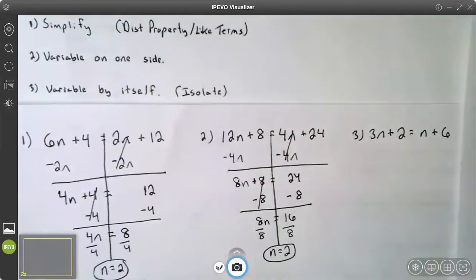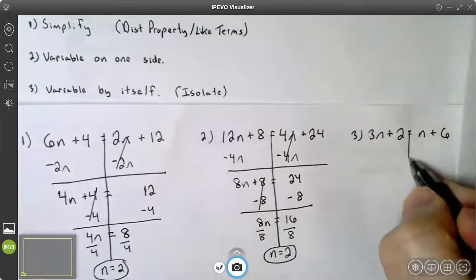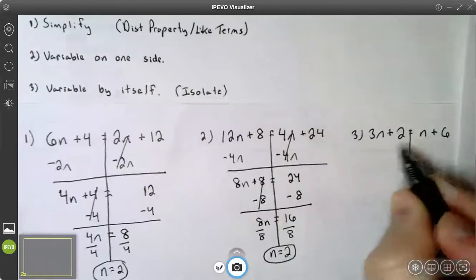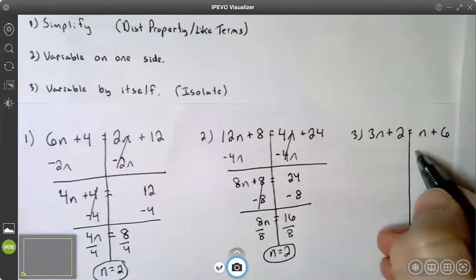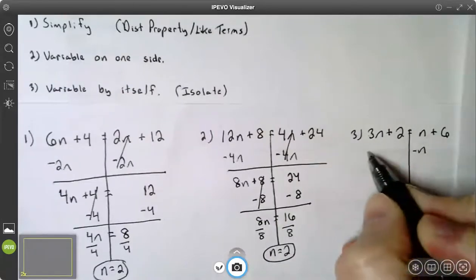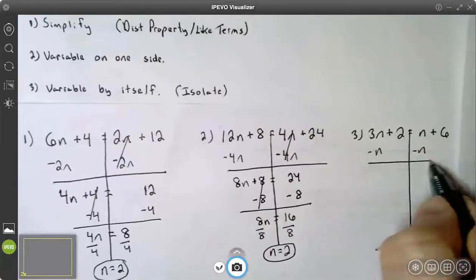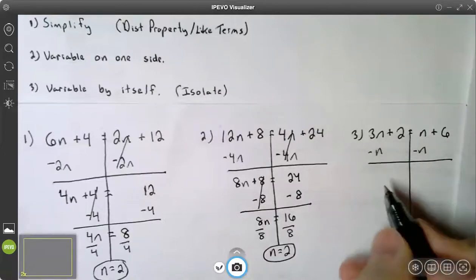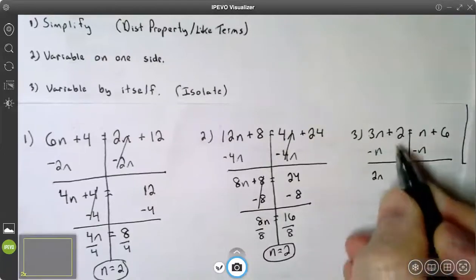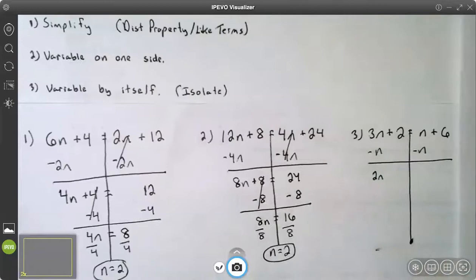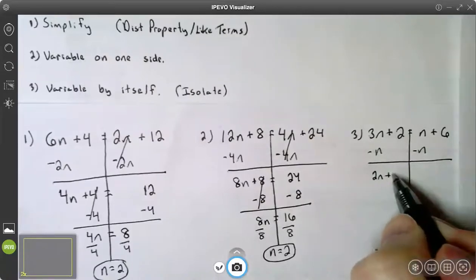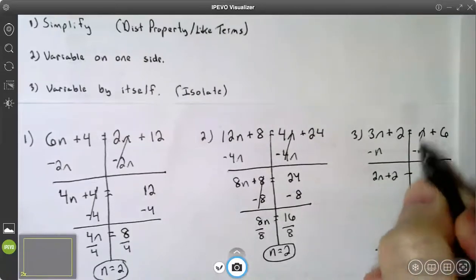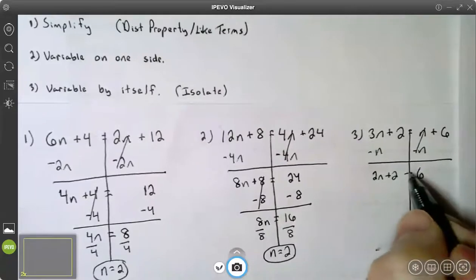On number 3, I choose to put the variable on the left side again because that's going to result in a positive. So I'm going to subtract n, which is the same as subtracting 1n from both sides. 3n minus 1n is 2n. Bring down my plus 2. n minus n is nothing. Bring down my 6.